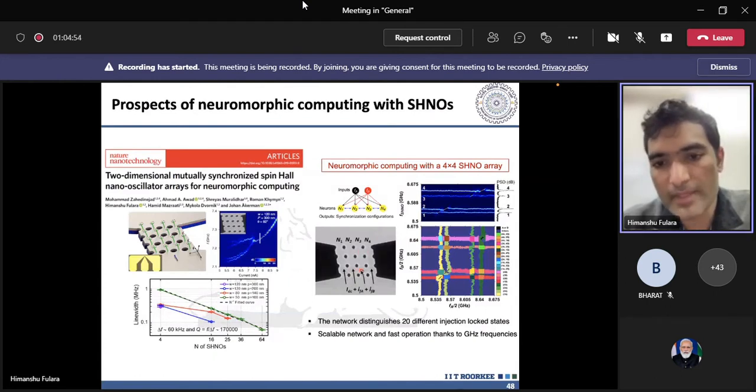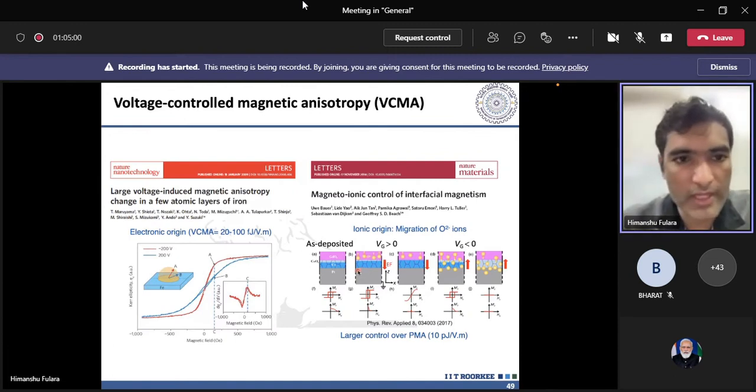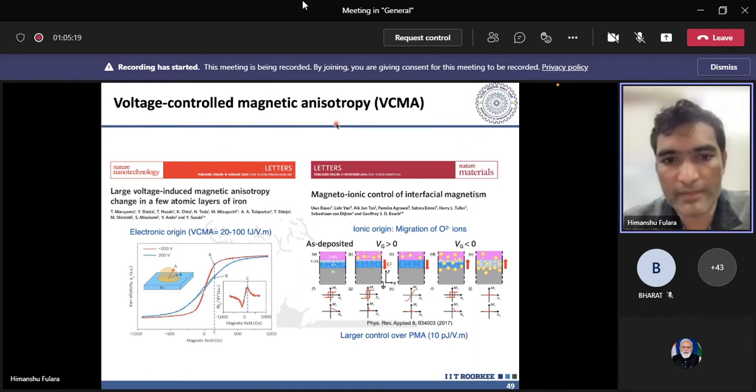So in order to have this individual control over individual chains or individual neurons, we went back to the literature, and then we used this concept, voltage controlled magnetic anisotropy. This is an effect which was well established in the literature. It is basically an effect in which you can change the anisotropy of the material with the help of an electric field. It's an energy efficient approach, because an electric field does not consume any power.